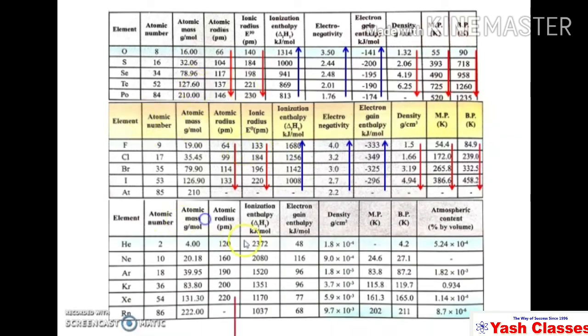For group number 18 elements, the same trend is there. Atomic radius increases from top to bottom. Ionization enthalpy decreases from top to bottom. Electron gain enthalpy decreases from top to bottom. Density increases from top to bottom. Melting point and boiling point increase from top to bottom.